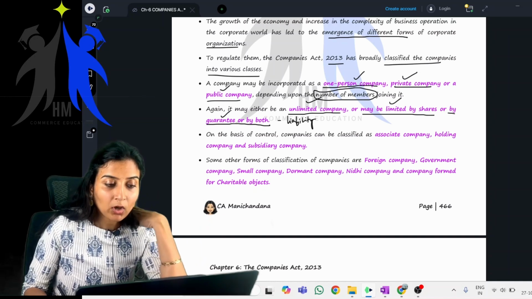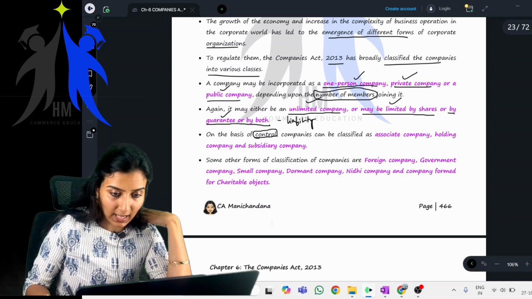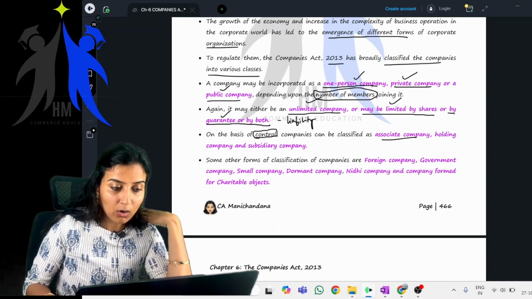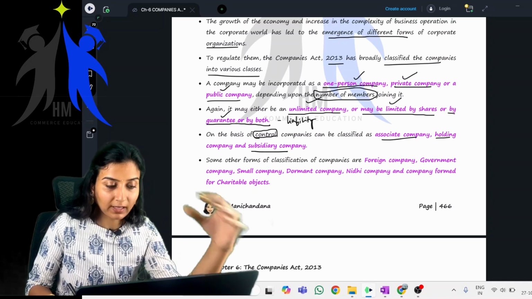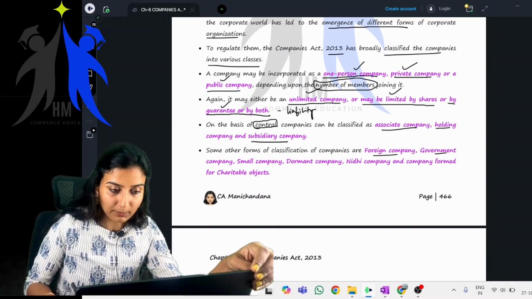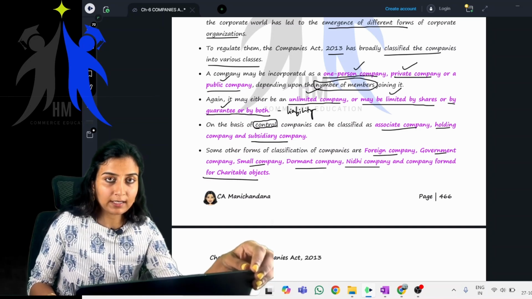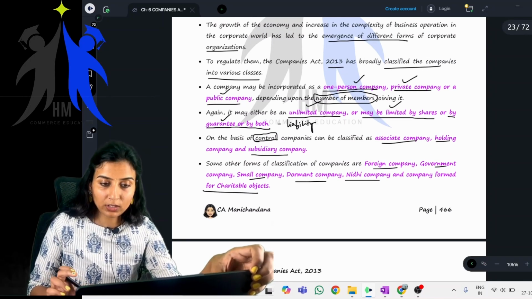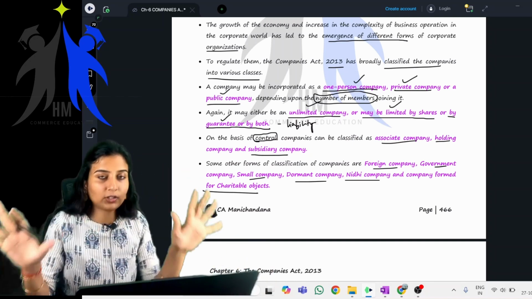On the basis of control, the companies can be classified as associate company, holding company, and subsidiary company. The other forms of classification of companies are foreign company, government company, small company, dormant company, nidhi company, and company formed for charitable objects. Each company we will be learning in detail. This is just an introduction to you all.